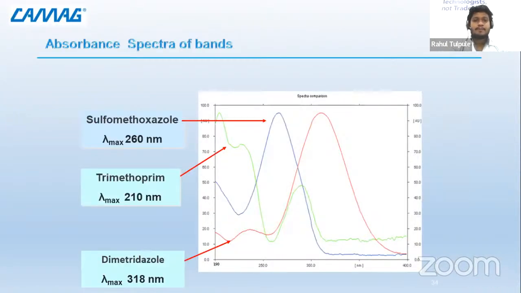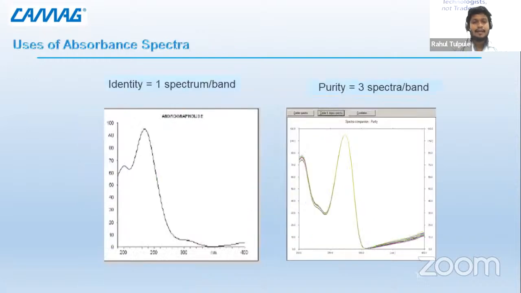This is an absorption spectra of bands in which sulfamethoxazole is explained at different wavelengths, as well as 2 different analytes. It shows that all three have different spectra and a different lambda max, which can be identified easily using the spectra or using the scanner.